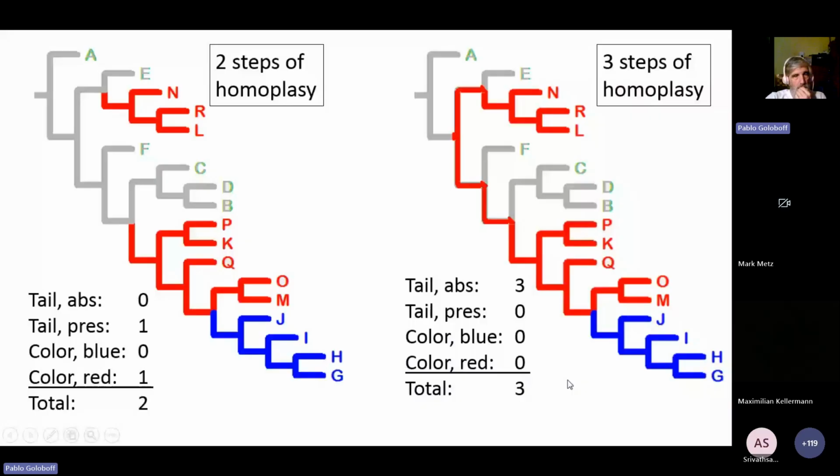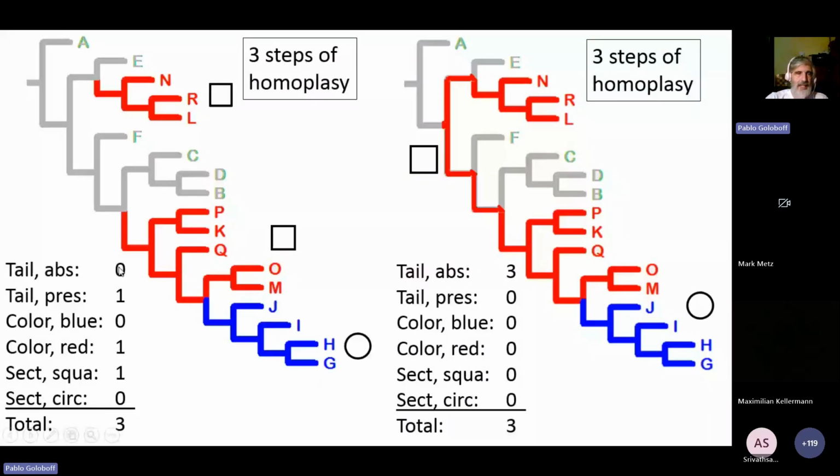When you have more characters, you have to count all the characters and state independently. So you come up with a total of three steps of homoplasy when you have two tails with two dependent characters in identical state originating twice. And you have three steps of homoplasy if you count just one origination with three losses. That would be three absences of the tail. And these two reconstructions are equivalent, which is what we had concluded before.